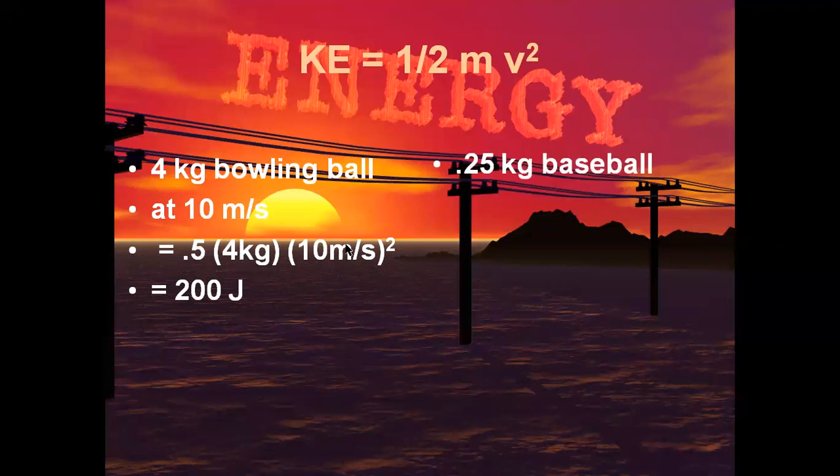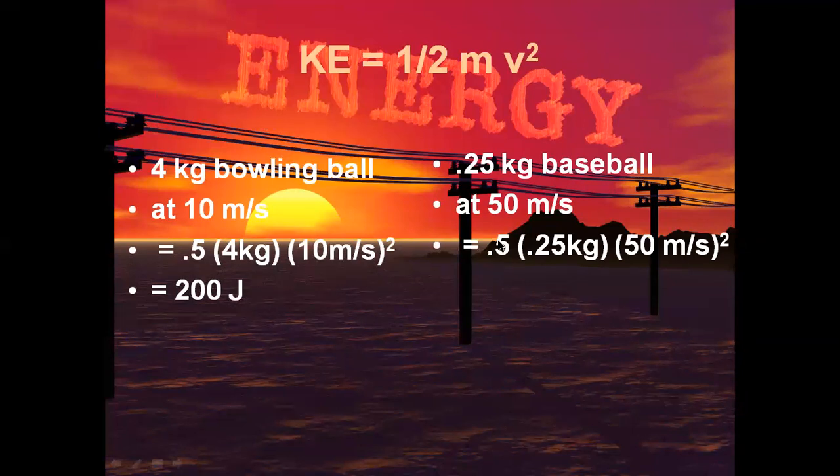Another example: a baseball of 0.25 kilogram moving with a speed of 50 meters per second. Its kinetic energy will be half into 0.25 into v squared, and by solving we get 312 joules. One thing to consider here is that the mass of the bowling ball is much higher, 0.25 kilograms being a fourth of 1 kilogram while this is 4 kilograms, but the baseball moves at a higher speed, so it has more kinetic energy. If we double the speed, the kinetic energy increases by 4 times, the square of the increase, that is v squared.